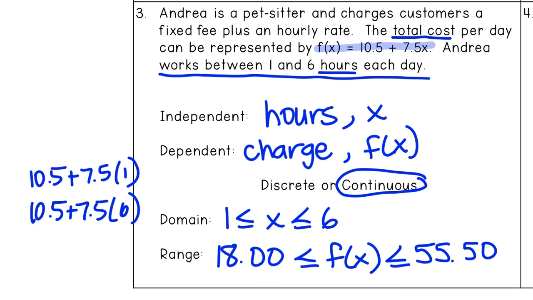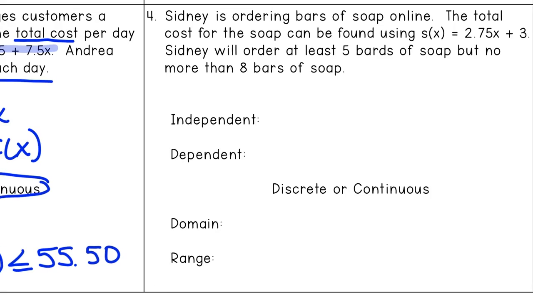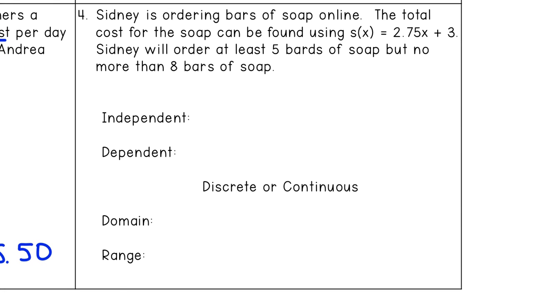Okay, and then our last problem says Sydney is ordering bars of soap online. The total cost for the soap can be found using the equation S of X equals 2.75X plus 3. It says she will order at least 5 bars of soap. That was supposed to say bars, so let's just fix that. Pretend it said bars. But no more than 8. So I underlined as I was going.